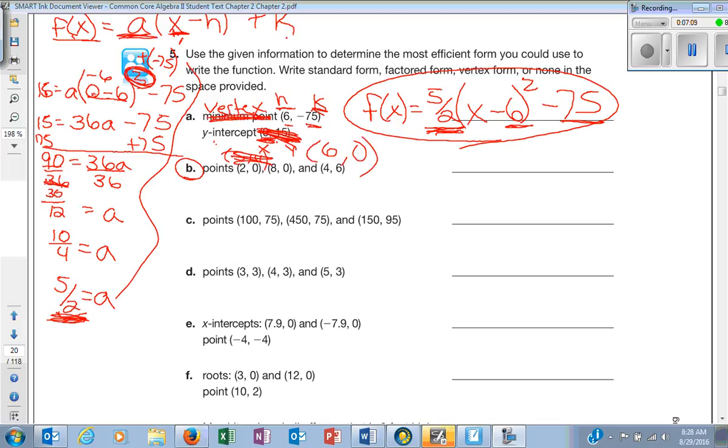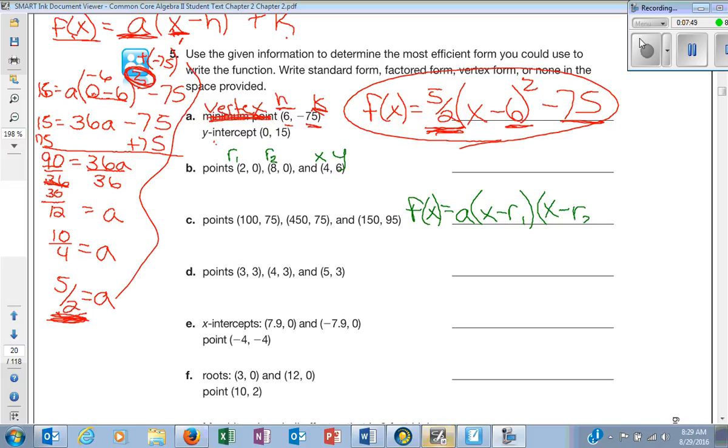Alright, so for B, what form is this one going to be good for? Factored. How do we know that? Because they gave us our x-intercepts, right? So we'll do this one in green. What do I know this one is? R1. What is this? And what is this? And what's my factored form look like in generic? F of x equals A times the quantity x minus R1 times the quantity x minus R2. You have to know that before you can be able to plug anything in.